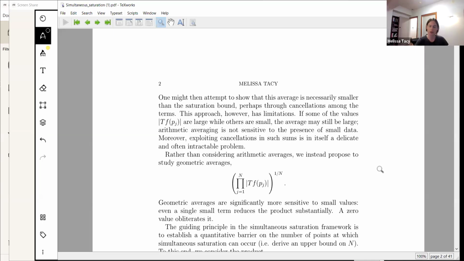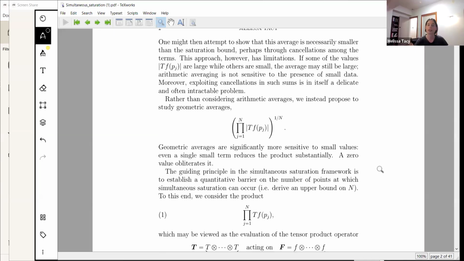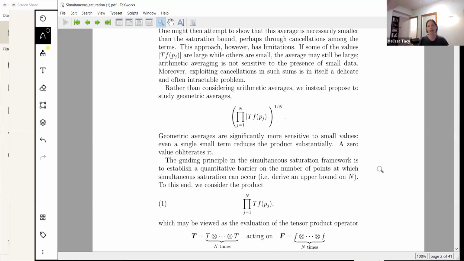So what I want to do is instead look at geometric averages. So instead of taking the sum and 1 over n, take the product and the nth power. And there are certain advantages here. So firstly, they're very sensitive to small values. Okay, if you actually have a 0 value, your whole product goes. If you have a value that is just small, it makes a really substantial effect on the product. So they're more sensitive. It's easier to tell if your average is smaller than it should be. So this is why I wanted to work with products.